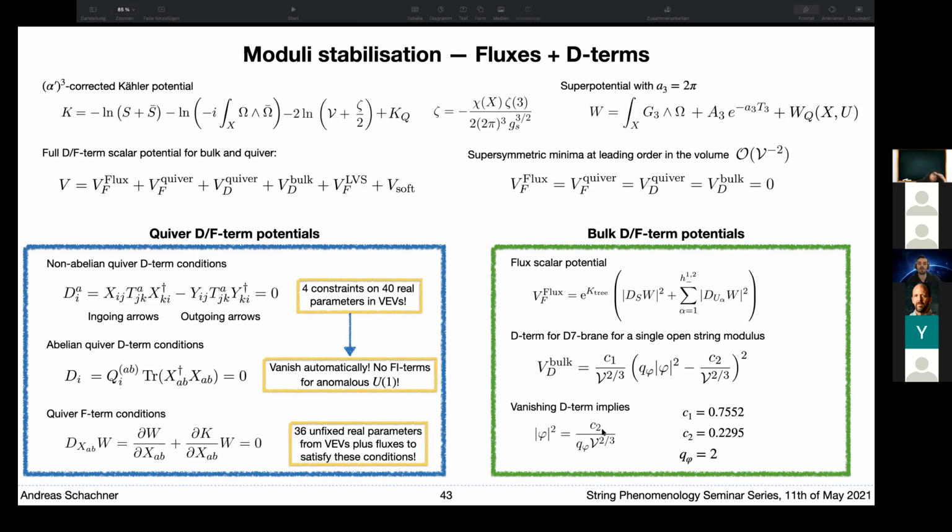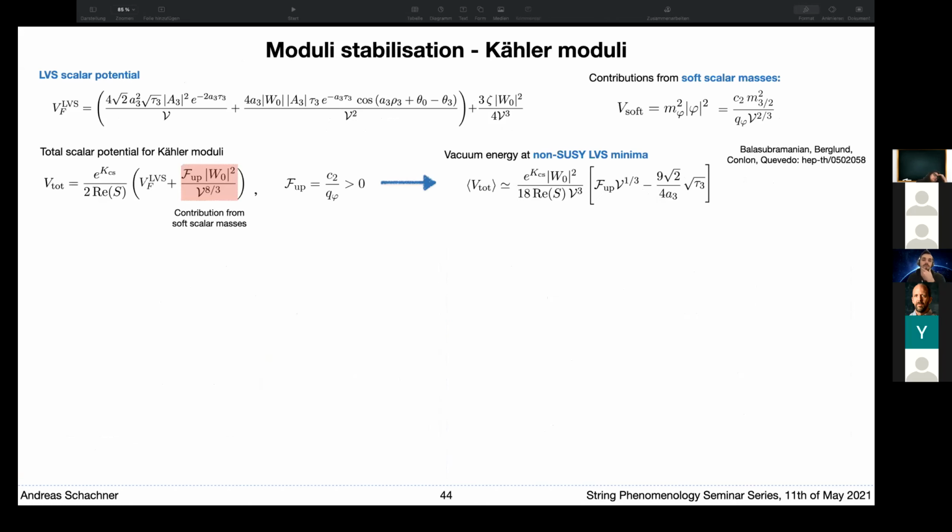Now we're almost done. The only thing left to do is to also stabilize the Kähler moduli. So for that, we look at the LVS scalar potential at leading order in the volume, which can be written in this particular way. And then taking into account that there is a contribution from soft scalar masses, which is of this form, we can put everything together such that the total scalar potential can be written in this form, where this contribution comes from the soft scalar masses.